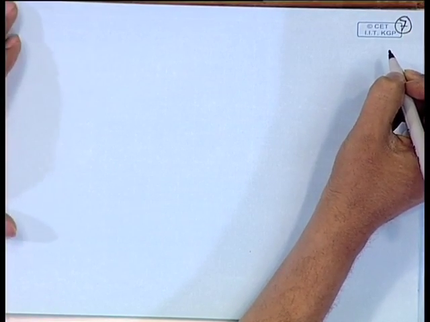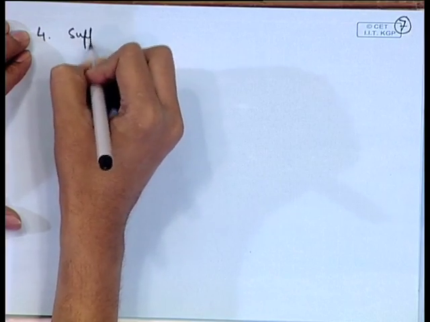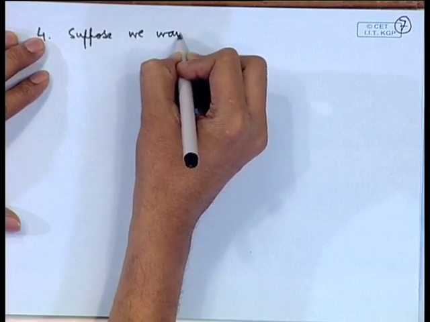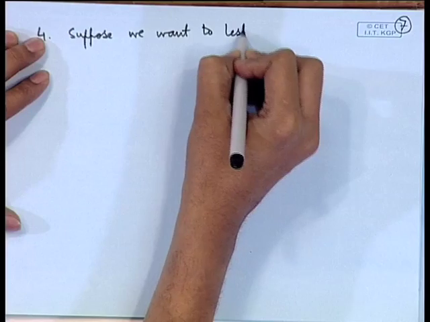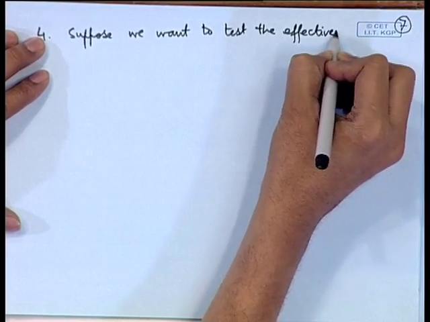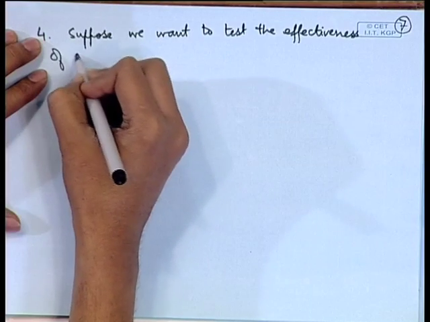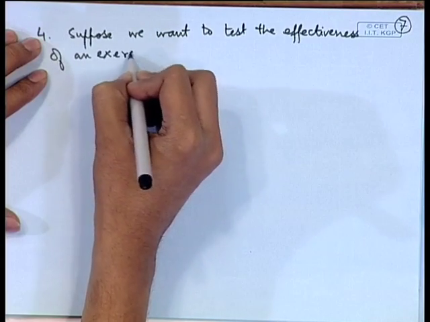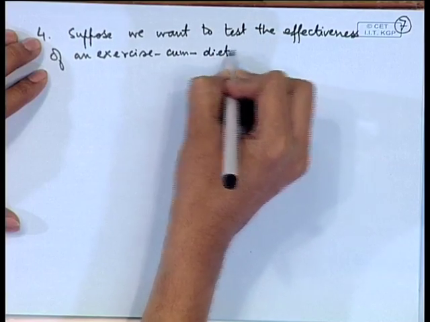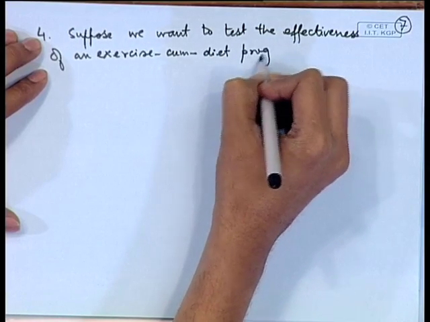Let us consider one example where the observations are paired. Suppose we want to test the effectiveness of an exercise cum diet program.